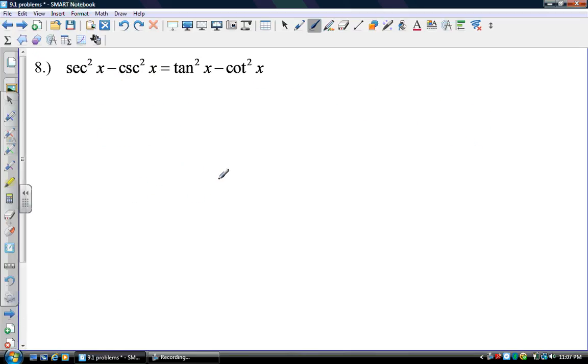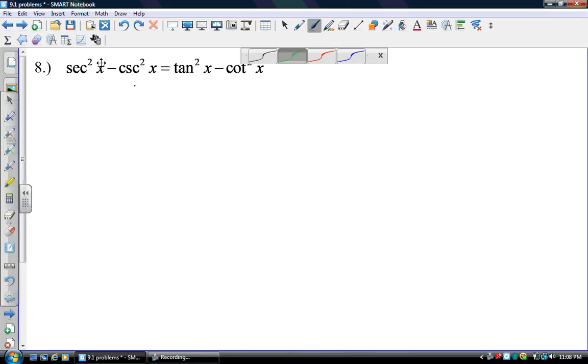Number 8 is a little more difficult looking. How the heck does secant squared minus cosecant end up being tangent squared minus cotangent? This one, I decided to work on the left side, and this is definitely a tricky one. I've tried converting this into 1 over cosine squared and 1 over sine squared here, and putting them together, and I just ended up at dead ends. So maybe you can find a way to do it that way, but I actually did eventually see that there was a fairly short method.